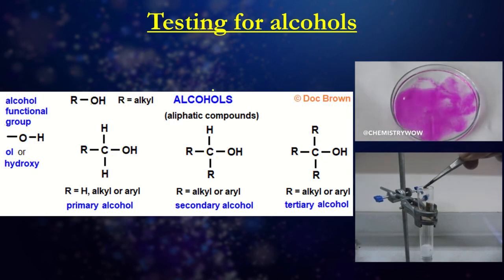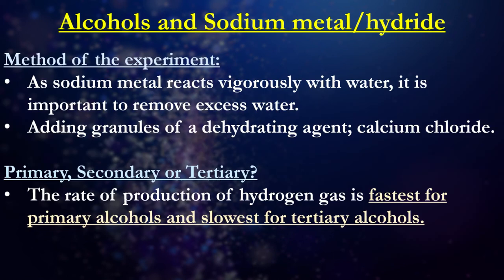The next one we can do is to test for alcohols. So we know that with alcohols, there's primary, secondary, tertiary. So let's have a look at all the different ways we can do this investigation here. So the first method we can use is reacting sodium with the alcohol. Okay, after obviously we remove any excess water in the alcohol. So to remove any excess water in the alcohol, we can add granules of a particular dehydrating agent, so say calcium chloride.